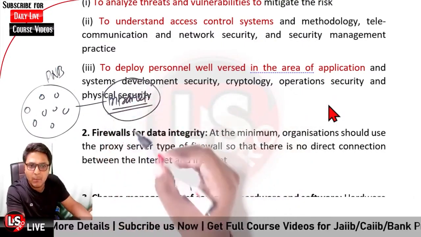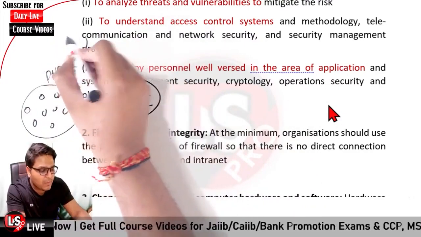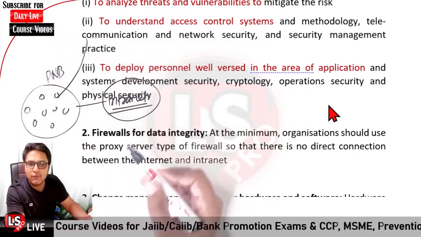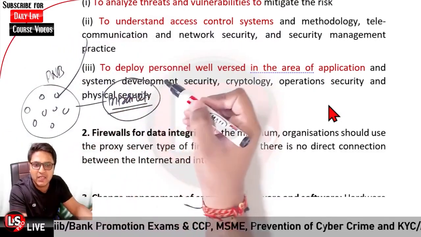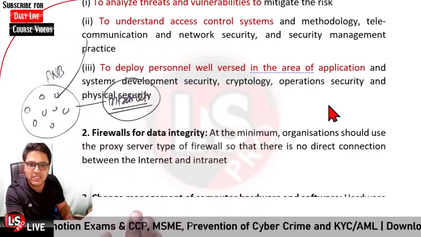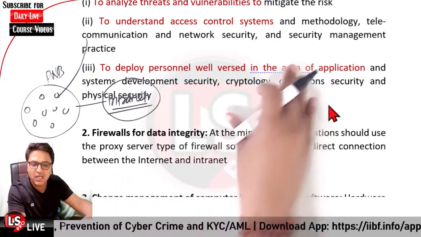That is the intranet. But when it is connected to the public network, then it forms the internet. When it is connected within the same organization itself, it is the intranet. When it is connected to the external network, it is the internet.